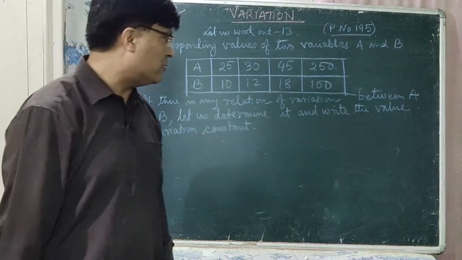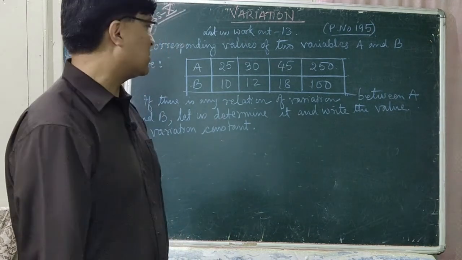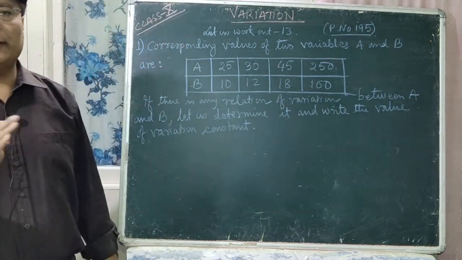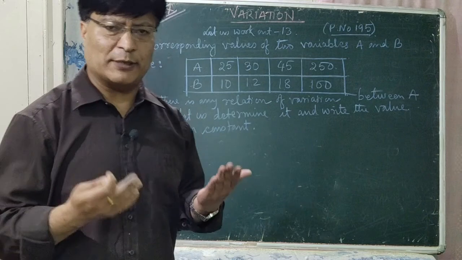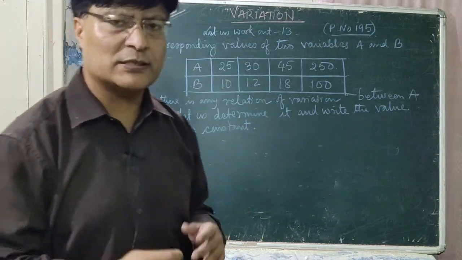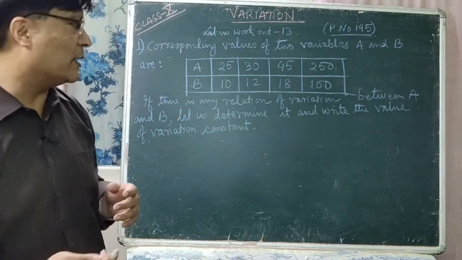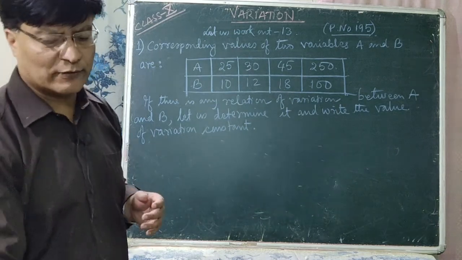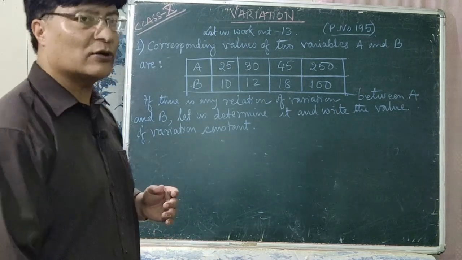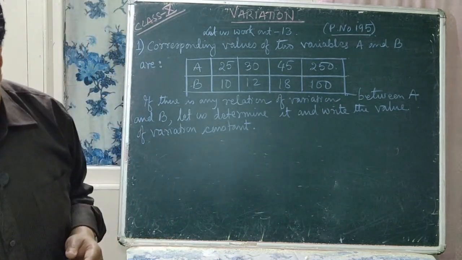So if there is any relation of variation between A and B, let us determine it. त यो A र B मा के रिलेसन छ भनेर सोध्दैछ. A र B मा कुनै सम्बन्ध छ यहाँ? So you have to determine it, okay? And you have to write down the value of the variation constant, okay? So now let us do it.